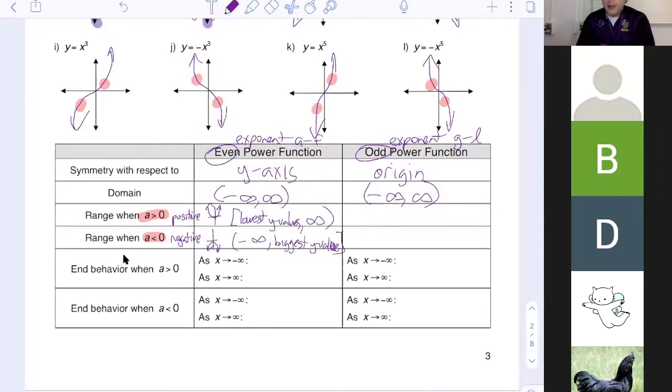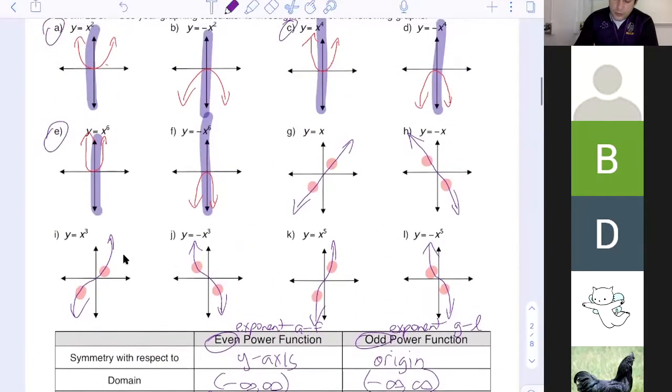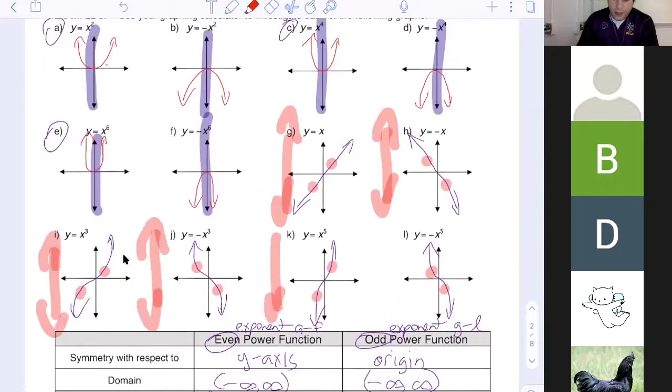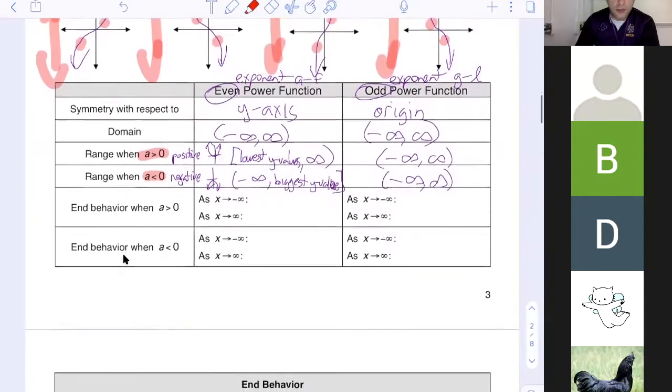Bracket. Now the easy part is the odd functions. Those are going to be both negative infinity to infinity. So it doesn't matter if it's positive or negative for the a values, because if you look at all these graphs, they go from negative infinity to positive infinity, regardless of the sign, whether it's negative or positive. So that's the nice thing about odd power functions. You don't have to worry about them too much.